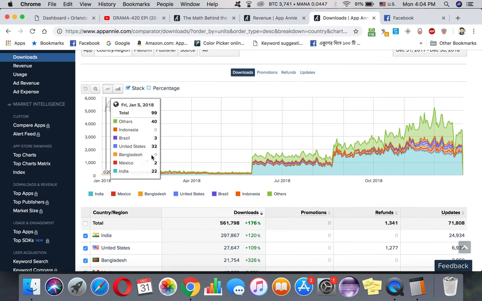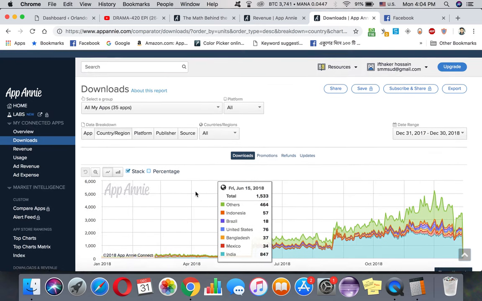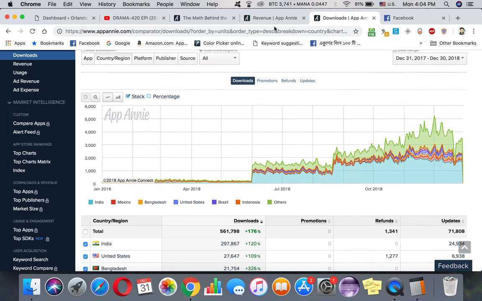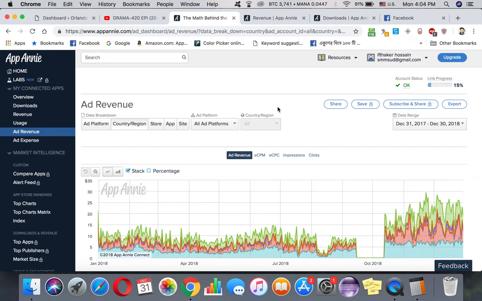I don't know what happened, but this region just didn't have any downloads, or it's just a glitch inside the system, I don't know. But yeah, that's pretty much it. So in total I had 500,000 downloads with a revenue of $10,000, and that's it. I hope you guys enjoyed this video and hope you guys learn more.